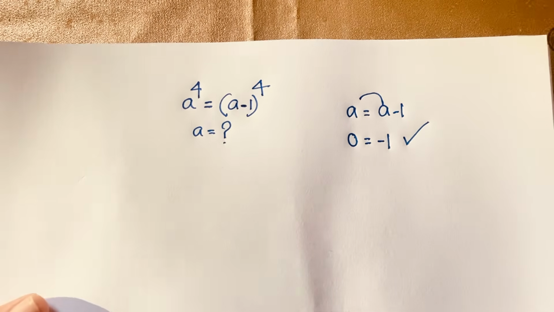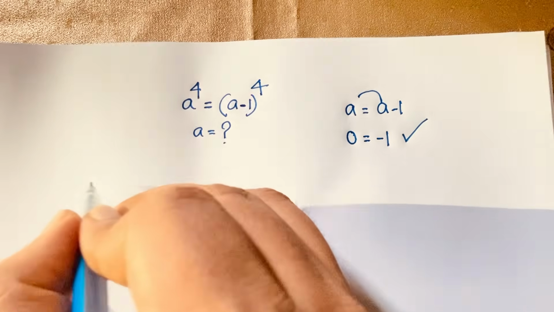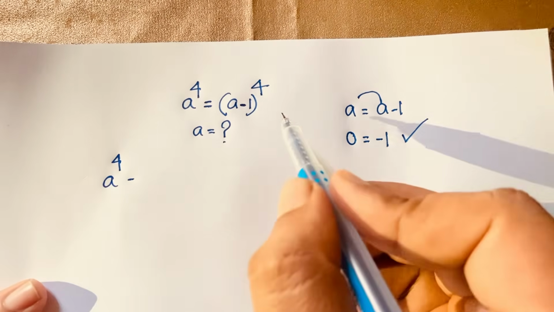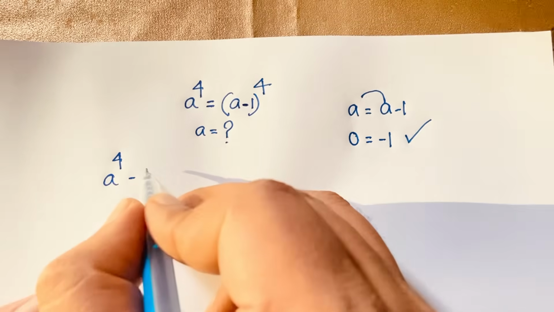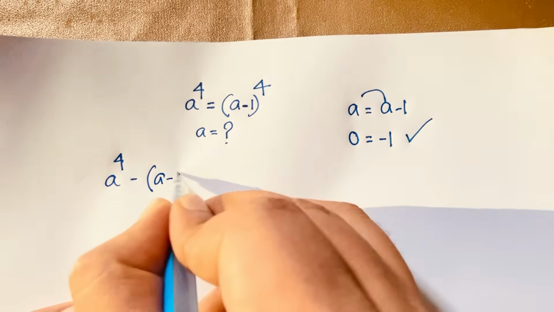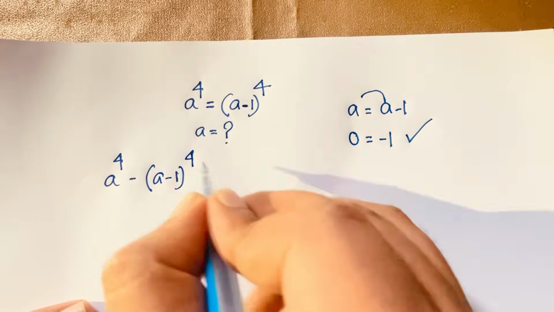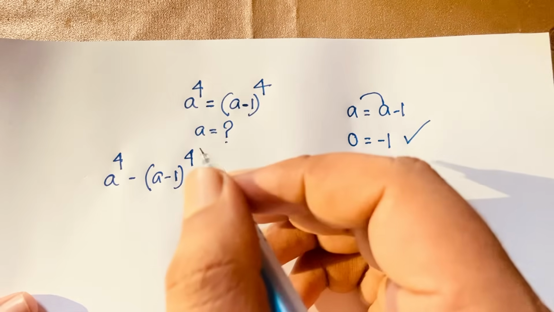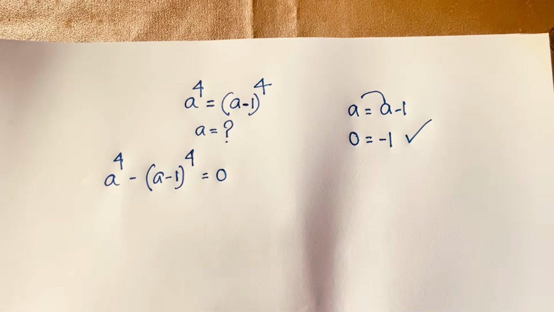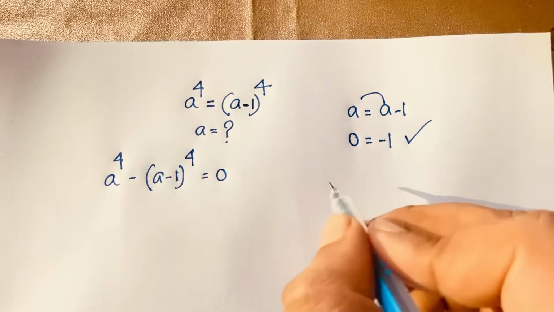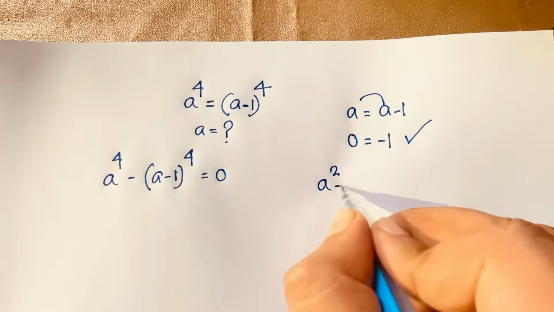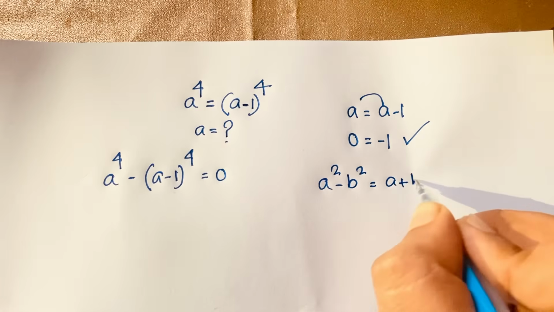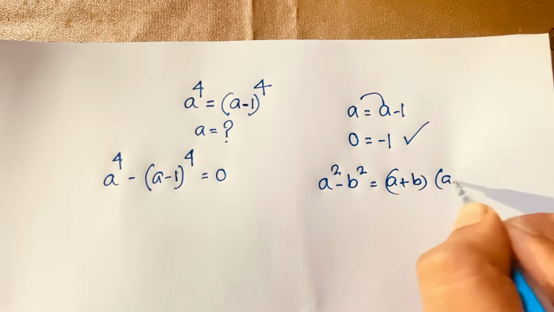So our math solution here: a to the power 4 minus, if I move this below to this side, (a minus 1) to the power 4 is equal to 0. When I move it to this side, it will have a negative sign. Then at this moment I want to apply this formula: a square minus b square is equal to a plus b times a minus b.